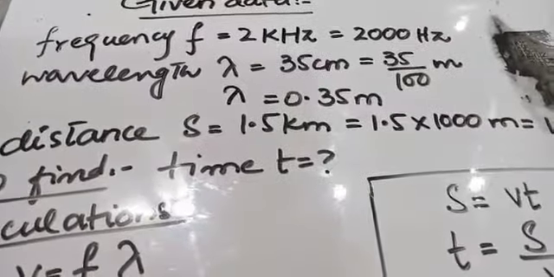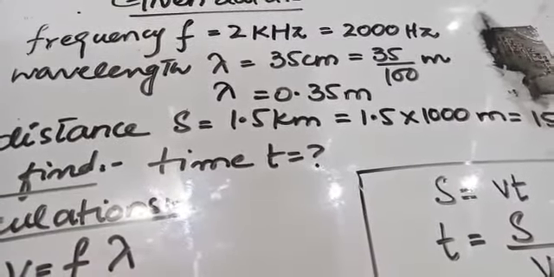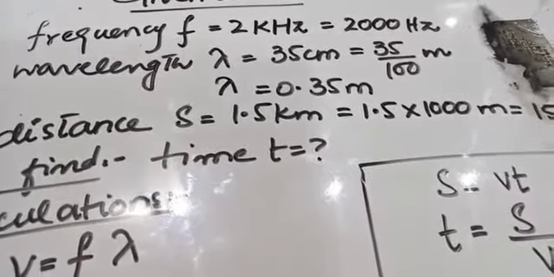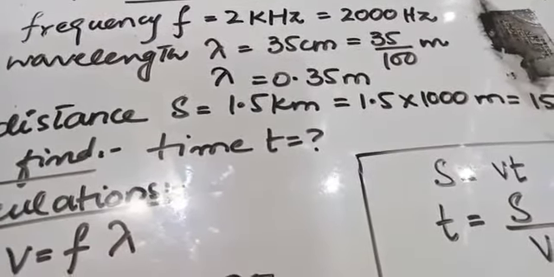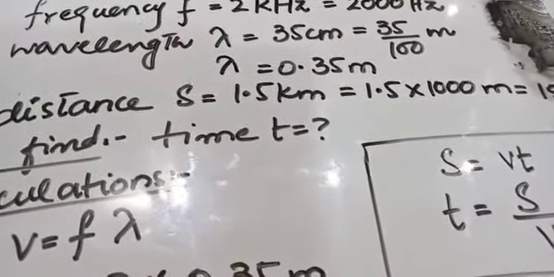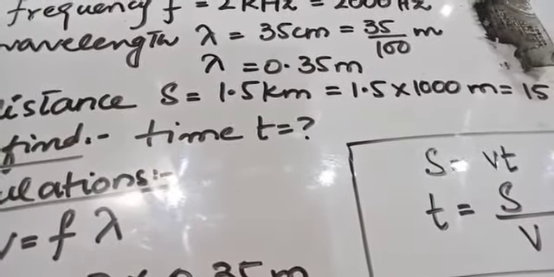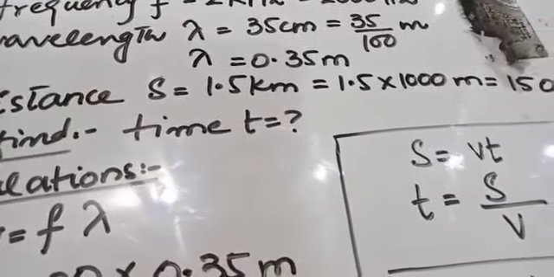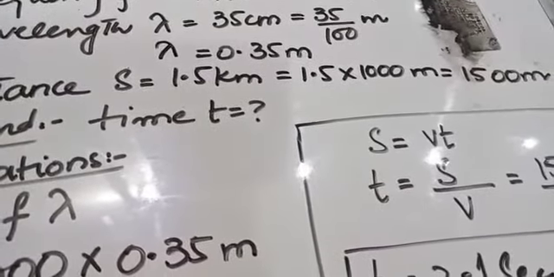In the given data, frequency is 2 kilohertz. For kilo, we will multiply 1000 with 2. That is 2000 hertz. Wavelength is 35 centimeter. Centimeter will be converted into meter by dividing by 100. That is equal to 0.35 meter. Distance is 1.5 kilometer. Kilo is equal to 1000. By multiplying 1.5 and 1000, we will get 1500 meter distance.